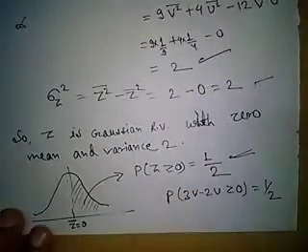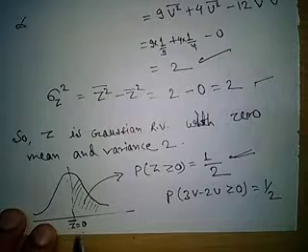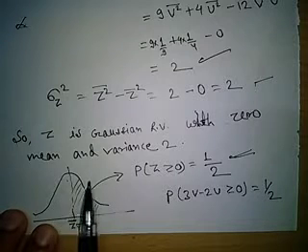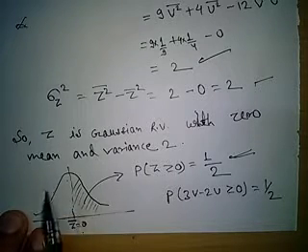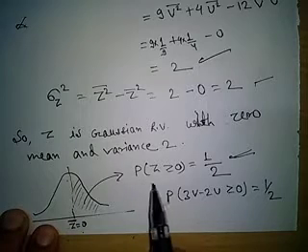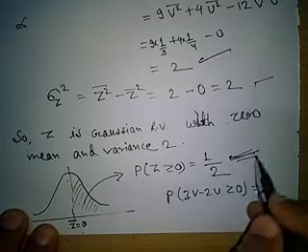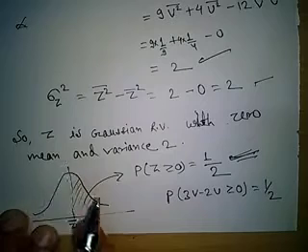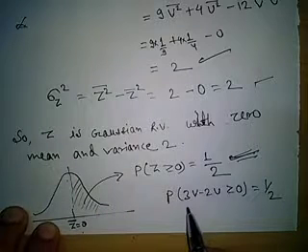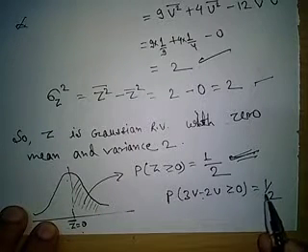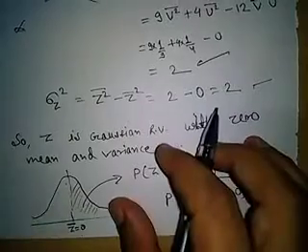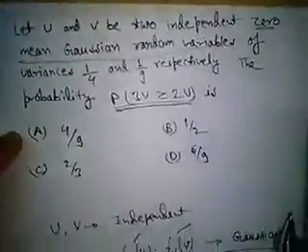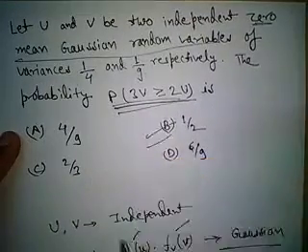So what we get is that the mean is at 0, so half the portion will be on one side and half on the other. It is symmetric about the mean, so the probability of Z greater than or equal to 0 equals half, because the integration will result in half. So overall the probability of 3V minus 2U greater than or equal to 0 is half, meaning the probability of 3V greater than or equal to 2U is half. So this option is correct.